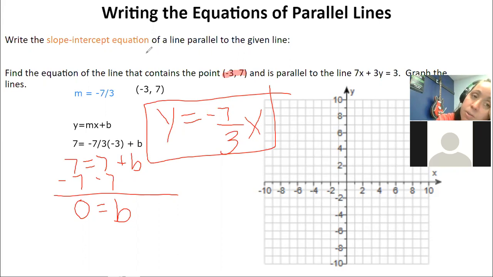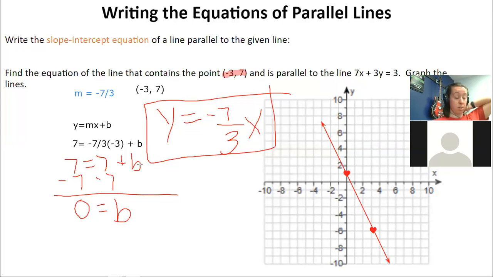So if I graph the first one, let's see. It was plus 1, 1, 2. Okay, 1, 2, 3. So this is the first one. What would the second equation look like if you graphed it? There's no y-intercept, so it's going to go through the 0, the origin. What do you guys think? How would I graph this? Where would I start? -7/3 x.